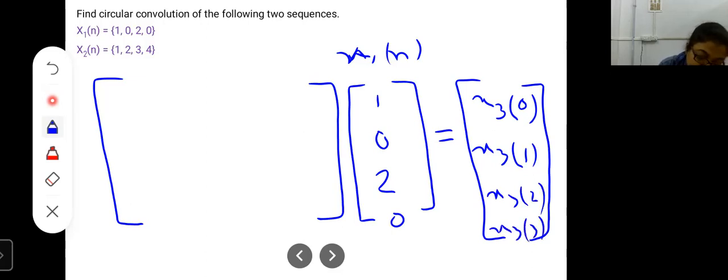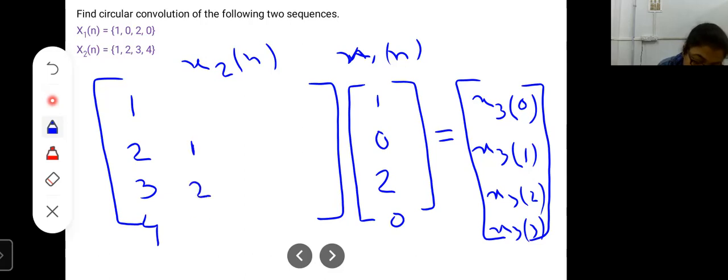Now put the values. So the first one here is representing x2(n) with circular shift. So how do we have to write? First write 1 2 3 4, then shift it by 1 unit. How will we do it? Start from the second row: 1 2 3, so 4 will come here because of circular shift. The next line again starts 1 and 2, so here it will come 3 and 4. Then 1 here, so 2, 3 and 4.